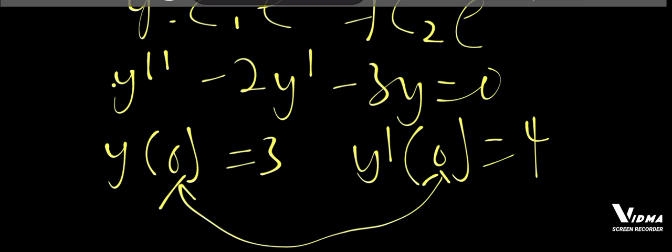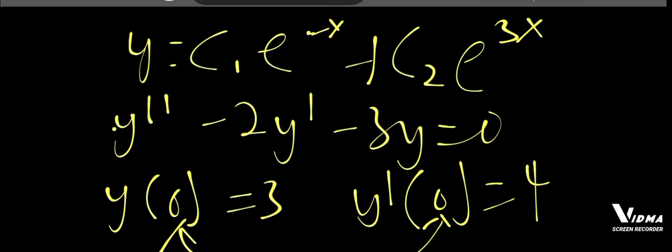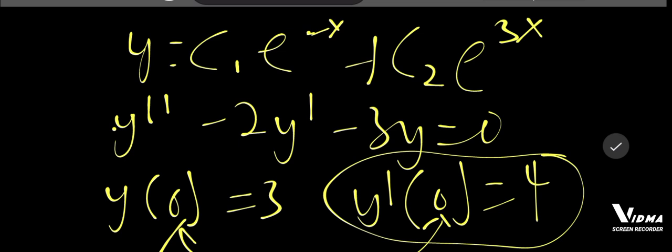So how do we go about this? We are given the general solution as this. So what we are going to do is to differentiate our general solution, because we have y at 0 equal to 3 and y prime at 0 equal to 4. To be able to substitute these into the equation, we have to differentiate our general solution once.